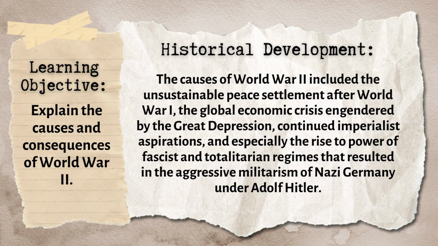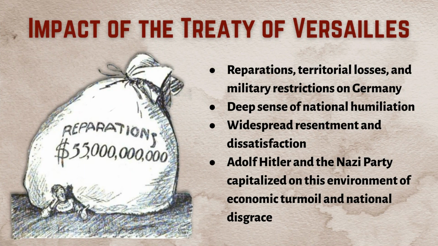Our learning objective is to explain the causes and consequences of World War II. Key causes include the unsustainable peace settlement after World War I, the Great Depression, imperialist aspirations, and the rise of fascist and totalitarian regimes. The Treaty of Versailles, signed in 1919, officially brought an end to World War I, but it also created many of the underlying conditions that would eventually lead to World War II.